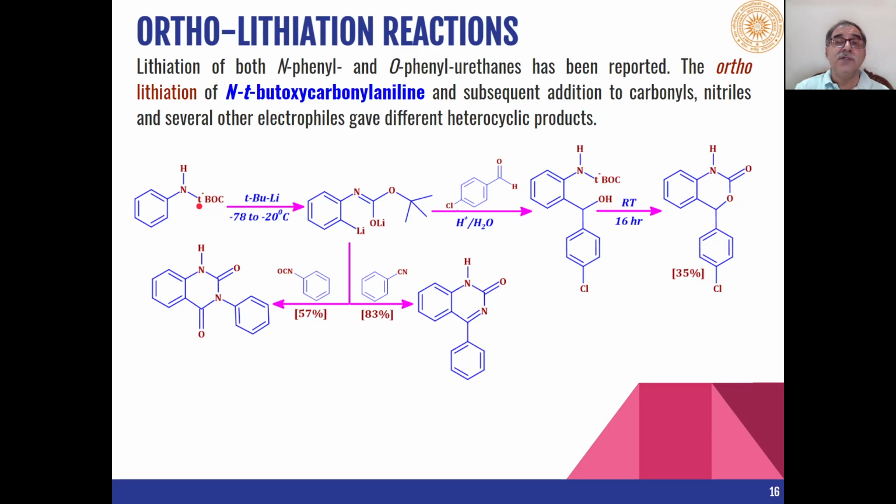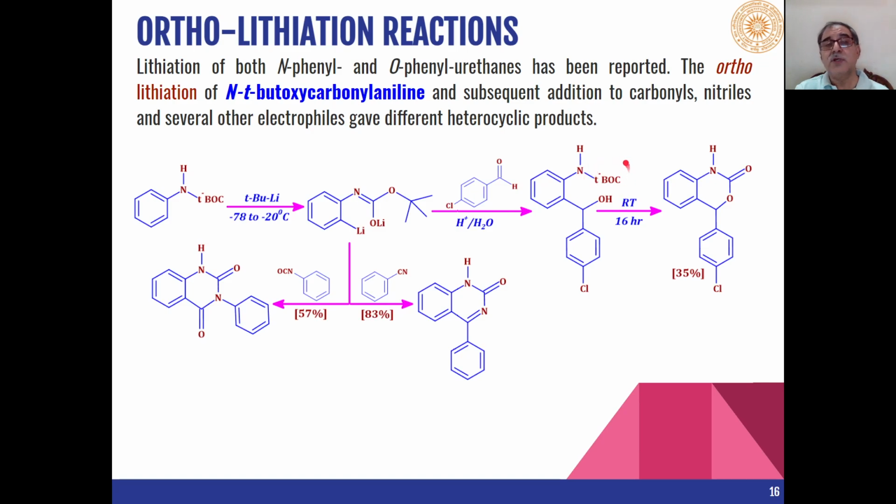Then lithiation of both N-phenyl and O-phenyl urethanes can also take place at the ortho position. For example, N-tertiary butoxycarbonyl aniline reacts with tertiary butyl lithium to give us this type of dilithiated intermediate, and this dilithiated intermediate will then react with aldehydes to give us these types of alcohols.